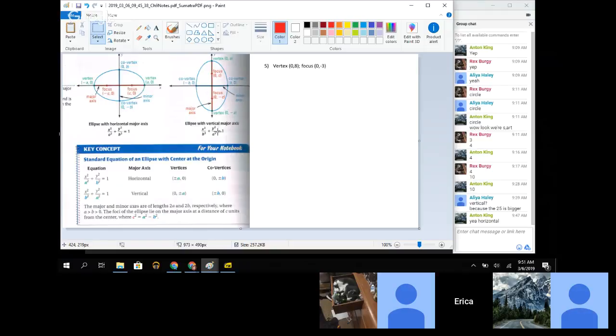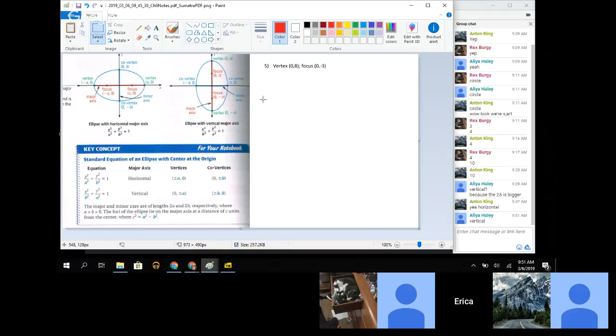So part of it's just looking at it, right? The vertex is at (0, 8). So that a coordinate is your y coordinate. And so you know that this is going to be a vertical ellipse, right? So if your vertex is at (0, 8), you know it's going to be a vertical ellipse. That means that a has to equal 8 because your vertex is at (0, 8).